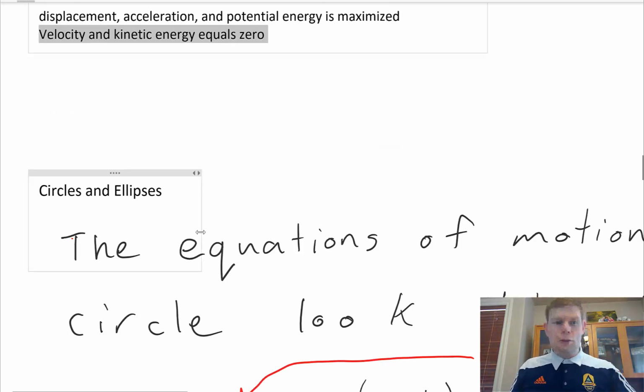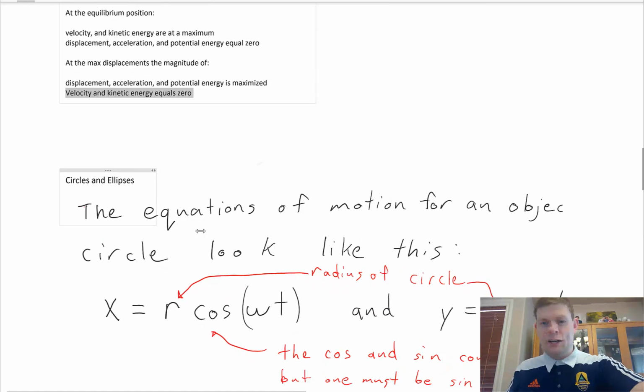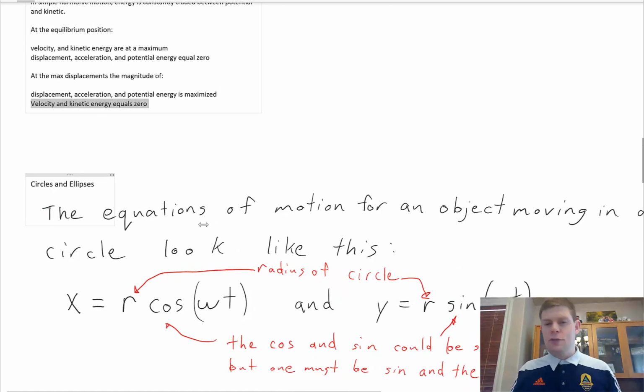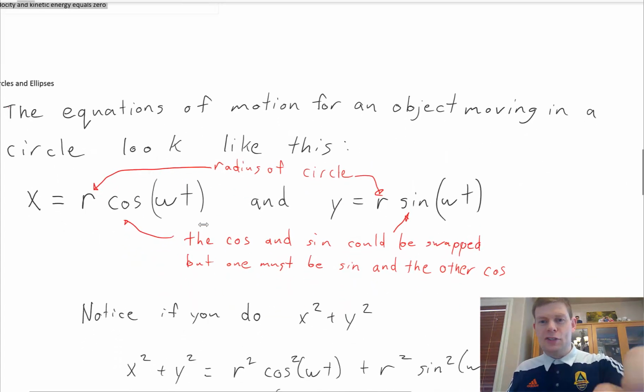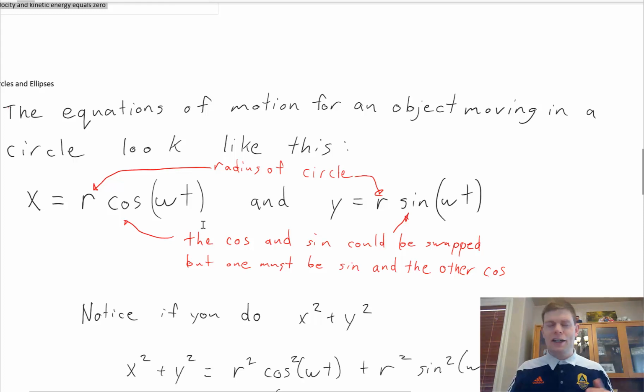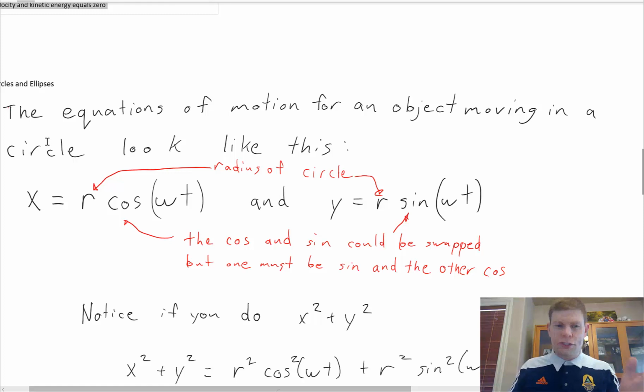Let's jump into circles and ellipses. This is kind of like the black sheep of the AP simple harmonic motion family because it is kind of its own thing, but you can use a lot of stuff from previous units. So let's talk about it.